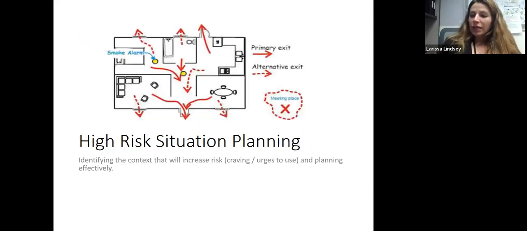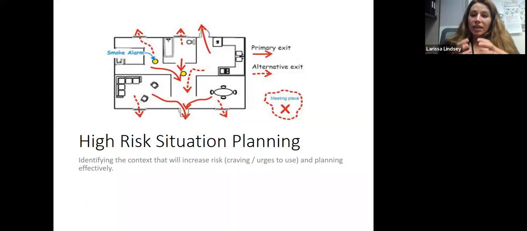High-risk situation planning is the last skill that I'm going to go over. And if you do nothing of the above in any of your work, this is one that I think every single provider should be making part of their routine interactions with people. This is akin to a safety plan, but it's substance use specific, and it's just like why we have practiced fire drills in our office buildings. It helps us to remain calm and know what to do when an actual crisis is happening.